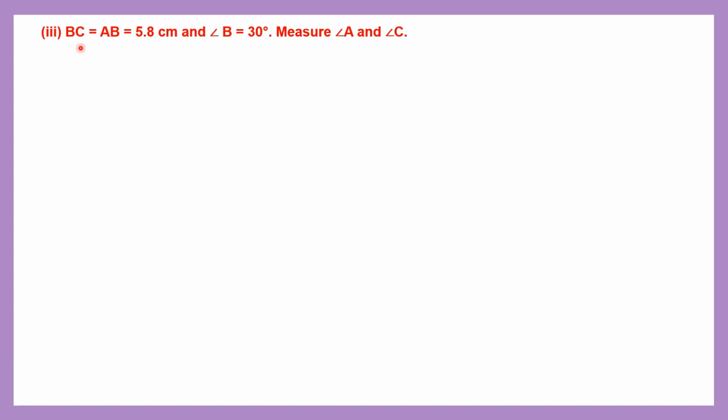Question 3. BC is equal to AB equals 5.8 centimeters and angle B is 30 degrees. Measure angle A and angle C. So let's do all this on a rough figure first and see. So BC is equal to AB equals 5.8 centimeters. So let this be B and C. This is 5.8 centimeters, and here it says AB is also 5.8 centimeters. Then we have angle B is 30 degrees.